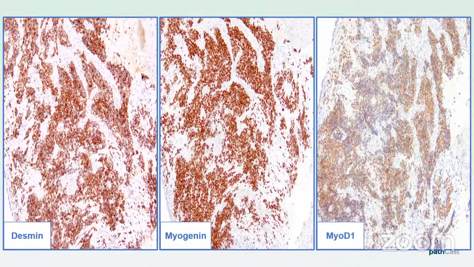Immunostains are very helpful. Desmin is the preliminary stain to see if there's any muscle differentiation, followed by myogenin and MyoD1. One practical point in diagnosis of alveolar rhabdo is that unlike other rhabdos, they have a strong and diffuse expression of myogenin in comparison to MyoD1. In other subtypes of rhabdomyosarcoma, MyoD1 expression is stronger than myogenin. So that would be a morphologic clue.